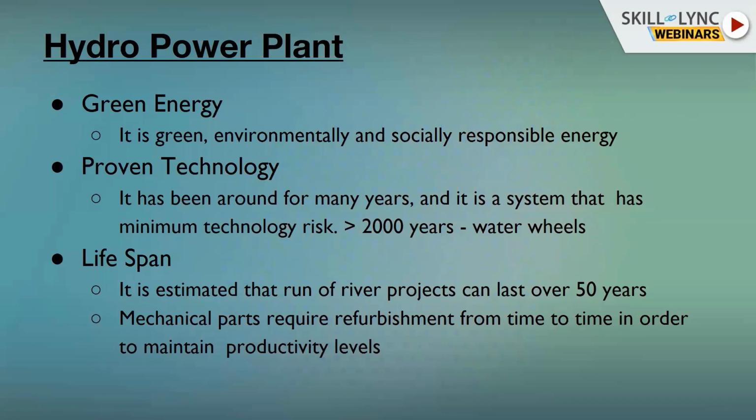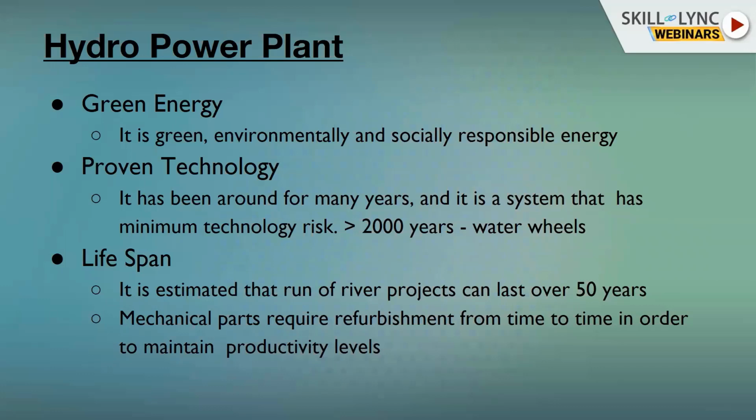As you know, hydropower is considered a renewable energy, since it is considered a green energy. It is not going to cause any ecological problem like global warming or other problems. It produces electricity, and it is a proven technology. For nearly 2000 years we have been using this hydro technology, as given here: 2000 years of water wheels, used in olden days, as you can see in the pictures.